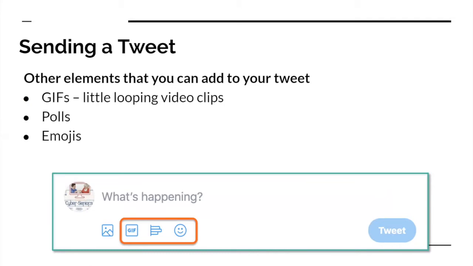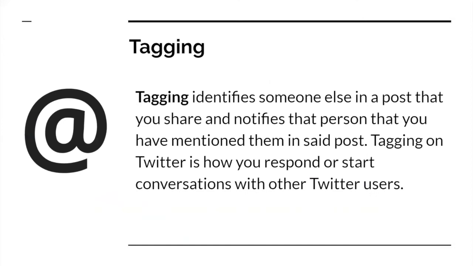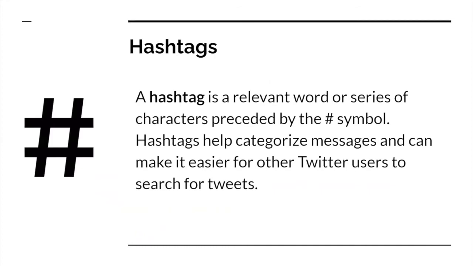For sending a tweet, you can even use GIFs in your video, which are little looping video clips, and polls, emojis. There are a lot of options while tweeting. And for tagging, you can just use the @ symbol, as I told you. Just mention the name after the @ symbol. And Twitter is how you respond or start conversations with other users. And this is all about tagging when you are mentioning someone in your tweet.